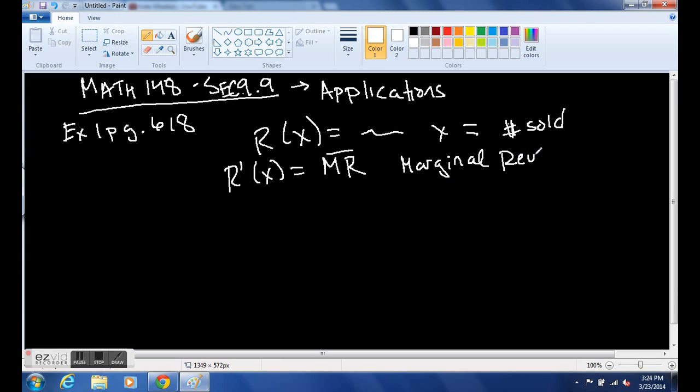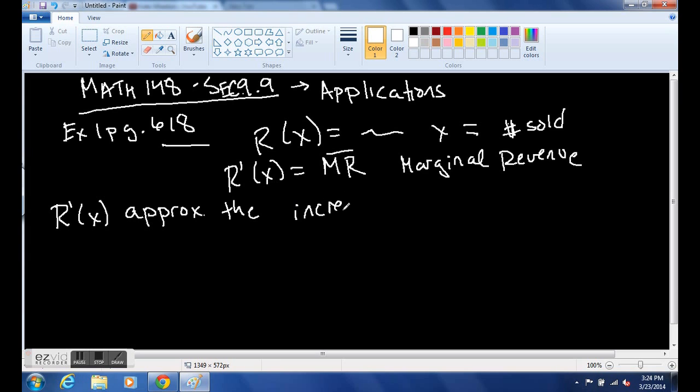So the marginal revenue, the way you interpret this, there's a beautiful sentence here on the bottom of page 618 that says the marginal revenue is an approximation or estimation of the revenue gained from the sale of one additional unit. So R prime of x approximates, so it's estimating, it's not exact, the increase of revenue, or it might be a decrease, gained from the sale of one additional unit. And this is going to be an interpretation you're going to see over and over again.